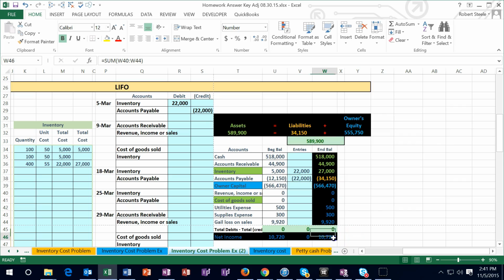Notice there's no effect on net income, which is actually a loss right now because it's revenue minus expenses. All we have are expenses on the income statement portion. Therefore, we have a $10,720 loss at this time.